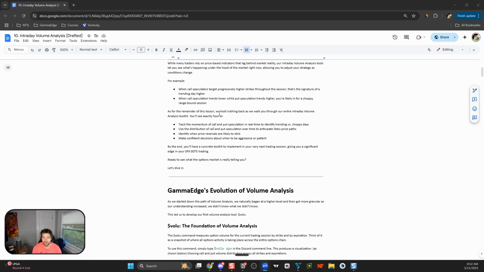As for the remainder of this lesson, we hold nothing back as we walk through our entire intraday volume toolkit. You'll see exactly how to track the momentum of call and put speculation in real time to identify trending versus choppy days. Use the distribution of call and put speculation over time to anticipate likely price paths. Identify where price reversals are likely to stick, and ultimately make more confident decisions when to be aggressive and when to be patient. By the end, you have a concrete toolkit to implement in your very next trading session, giving you a significant edge when trading SPX 0DT or intraday future scalping.